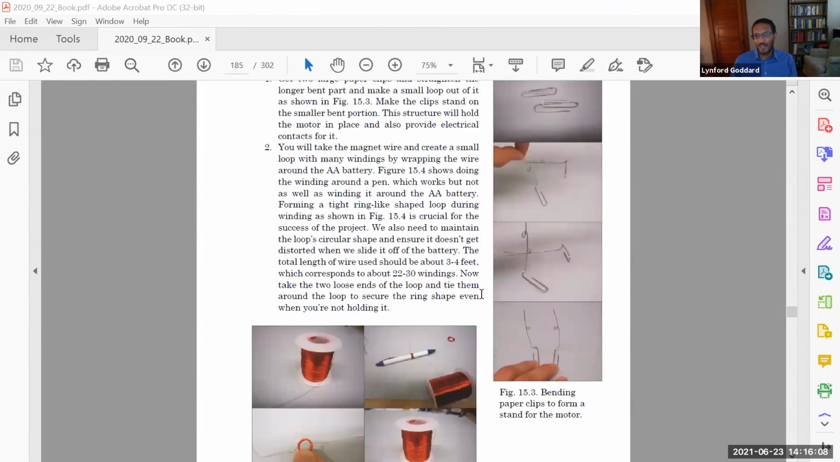And so the diagrams are a little bit different than what we're going to build. We've improved the way that these things are going to come out.